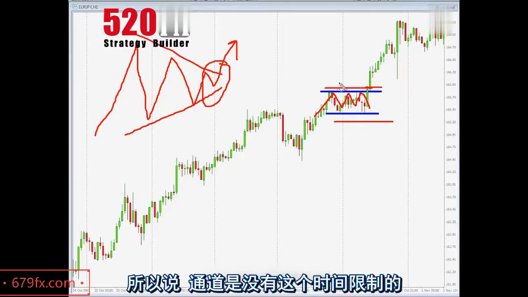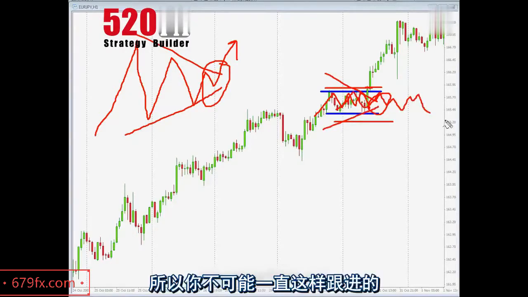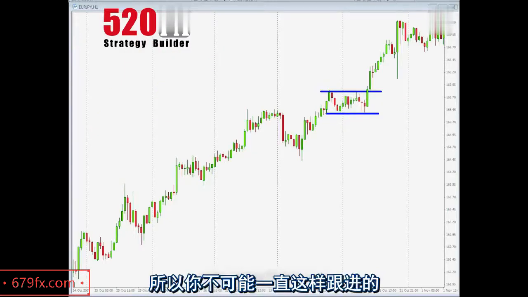As I was saying, you don't have that time reference, meaning the vortex, so this range could go on and on for many days, and you can't possibly follow a chart for that long. So it's always good to be alarmed whenever the breakout happens.